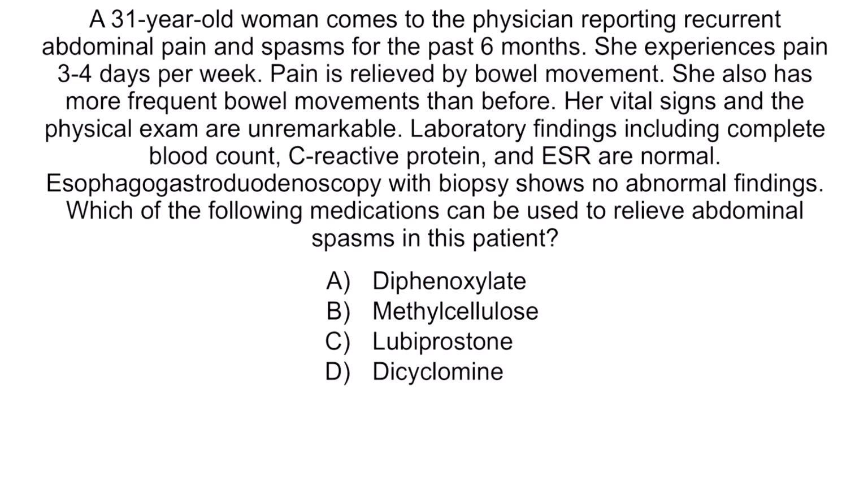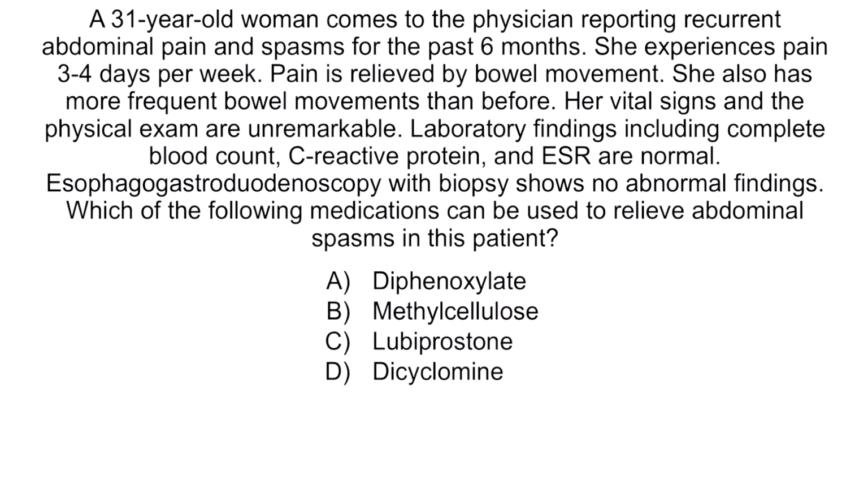A 31-year-old woman comes to the physician reporting recurrent abdominal pain and spasms for the last 6 months. She experiences pain 3 to 4 days per week. Pain is relieved by bowel movement. She also has more frequent bowel movements than before. Her vital signs and the physical exam are unremarkable.